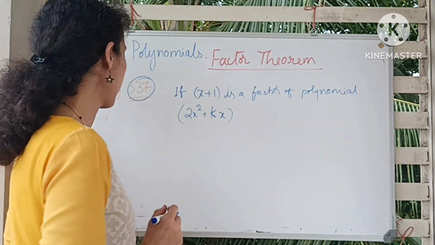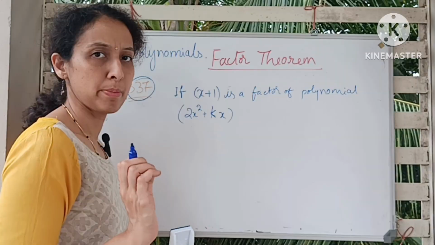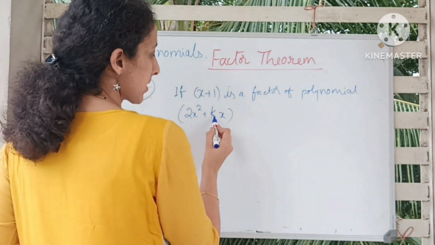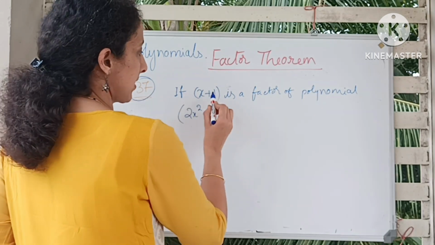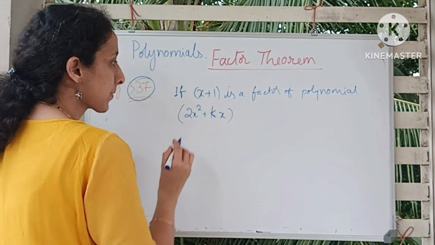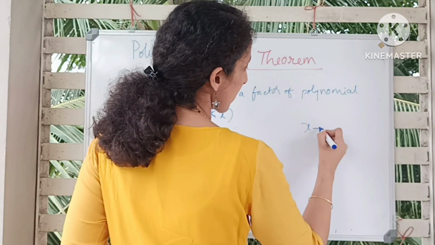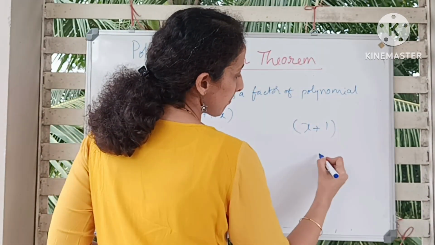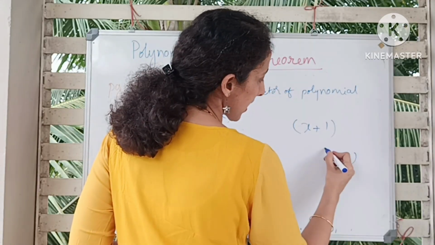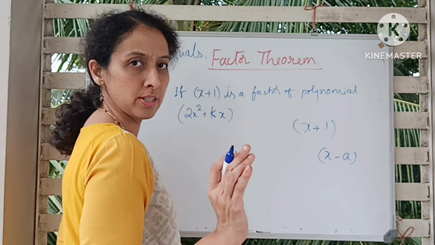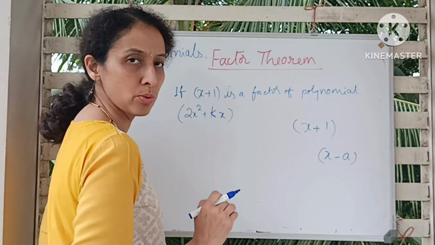A multiple choice question in R.S. Agarwal Mathematics 9, page number 337, asks: what is the value of k if x plus 1 is a factor of the polynomial 2x square plus kx? So here, for x plus 1 to be a factor, we know that x minus a is a factor if f of a is equal to 0.